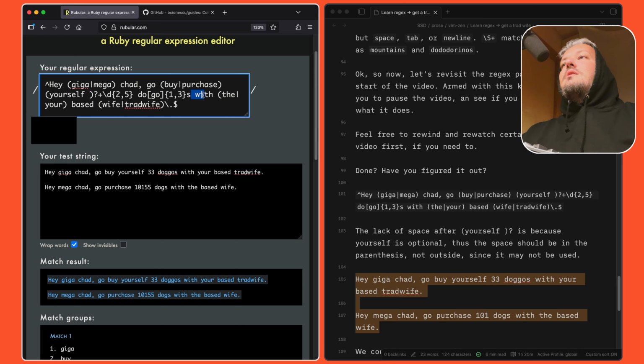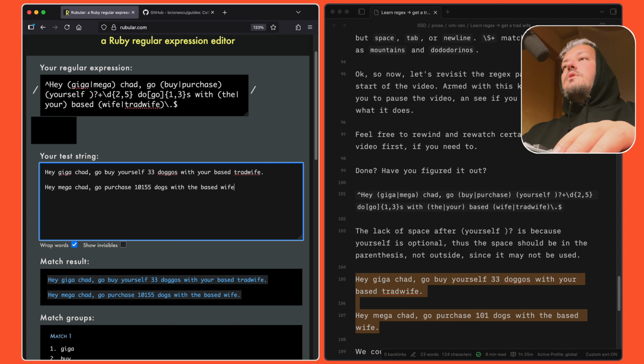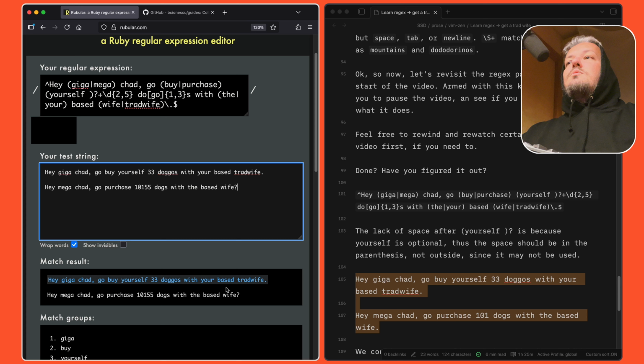Then we have space with space, that's a non-negotiable, so that appears in both. Then we have the or your, so like before, this is either with your or the. Then we have based, which is of course non-negotiable. Then we have wife or trad wife, like that. And then we have a period, and it's escaped. And of course, if we do a question mark, for example, this will no longer match, because the period is escaped, it means that it has to be a literal period.